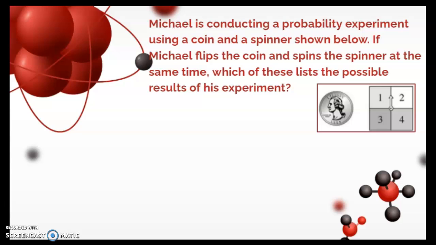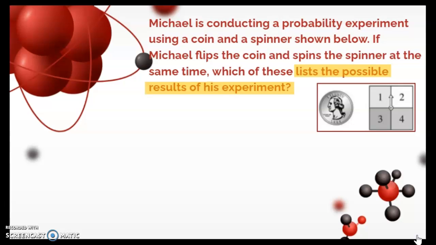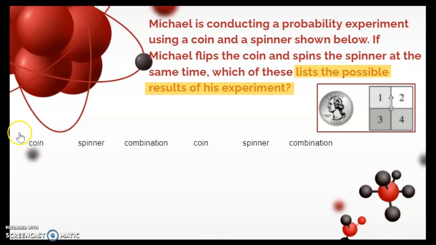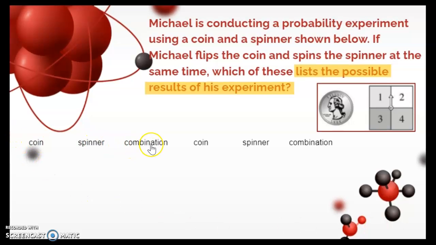Michael is conducting a probability experiment using a coin and a spinner, like the one shown below. If Michael flips the coin and spins the spinner, we need to list the possible results of his experiment. So the first thing we need to do is to understand that we're listing all of the possible results. We're not just looking for the probability of one or the other. So we are going to have a coin and a spinner and the combination of both.